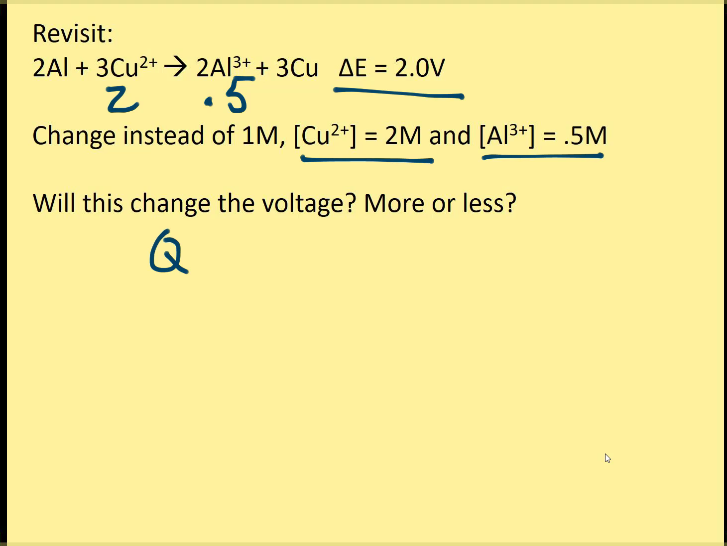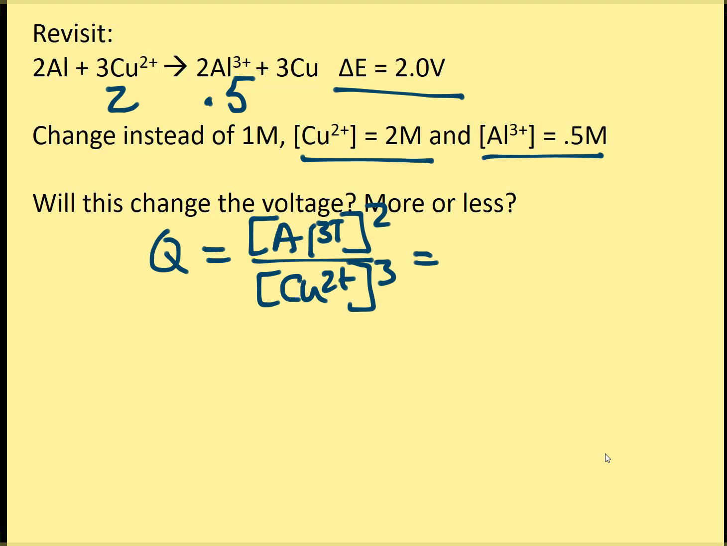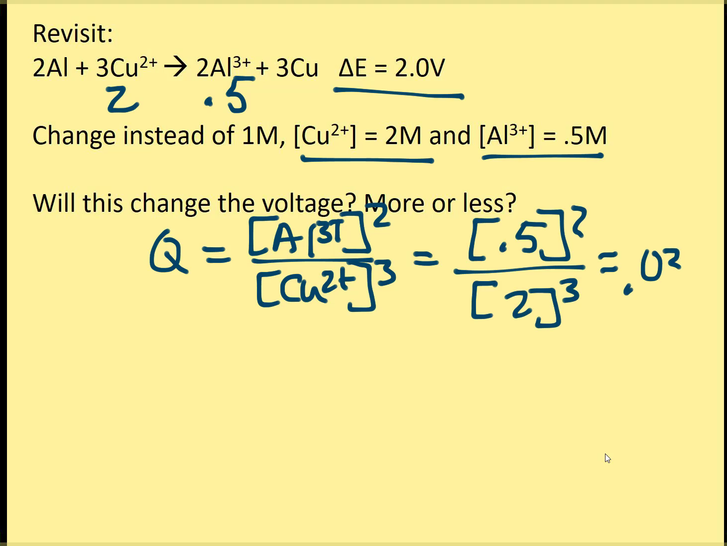So I'm going to solve that Q. I'm going to put my products on top and my reactants on the bottom. And let's go ahead and plug our numbers in. And my number is 0.0313. So I see that my Q is much less than 1. And so this means that I have more reactants than products. It's a little bit more than normal. And so I'm going to be able to have an increase in voltage. So I'm going to have more voltage.